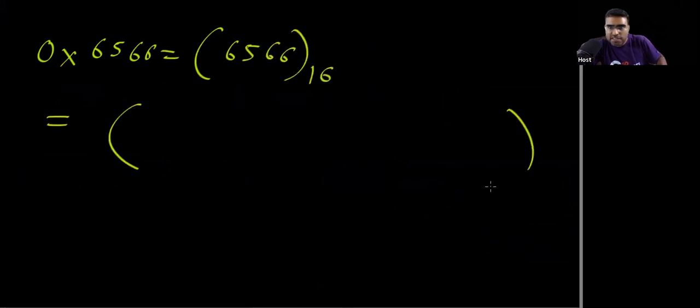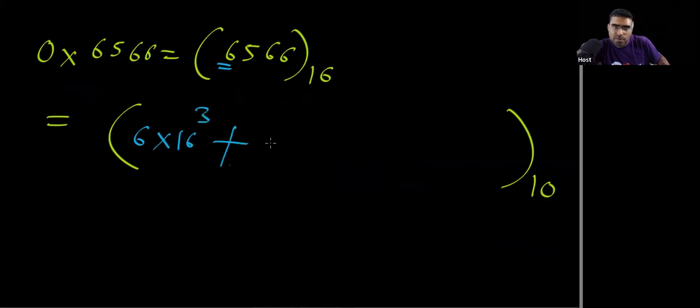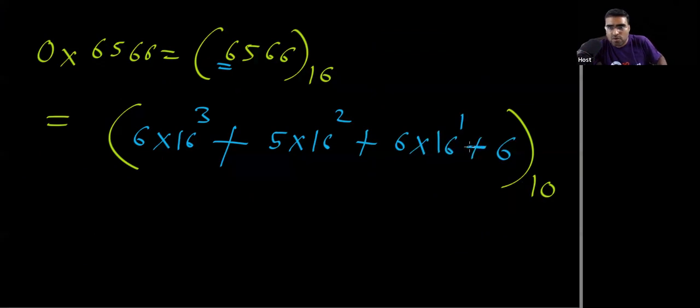Now in base 10, what will it become? Very simple. 6 multiplied by 16 power 3 plus 5 multiplied by 16 power 2 plus 6 multiplied by 16 power 1 plus 6. So what will that become? That will become 25958.